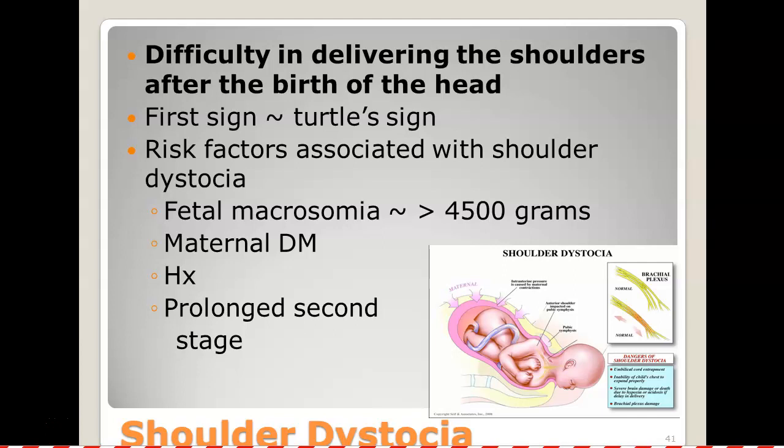When this happens, the first sign is what we call the positive turtle sign. The head gets delivered, but because the shoulders get stuck, the head snaps back, almost like a turtle snapping back into its shell, which is why it's called a turtle sign. It doesn't snap all the way back into the vagina, but it pulls back enough where you know something got stuck. Again, the risk factors are fetal macrosomia, specifically those over 4,500 grams, maternal diabetes, which we know can lead to a macrosomic infant, a history of shoulder dystocia, maybe due to the pelvic shape of the woman, or a prolonged second stage of labor because of inadequate pushing.